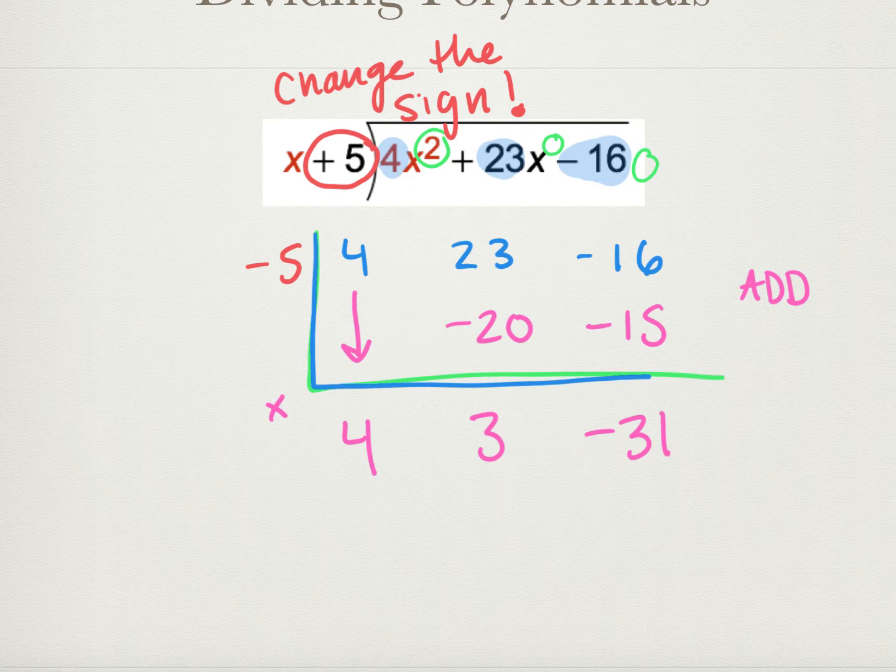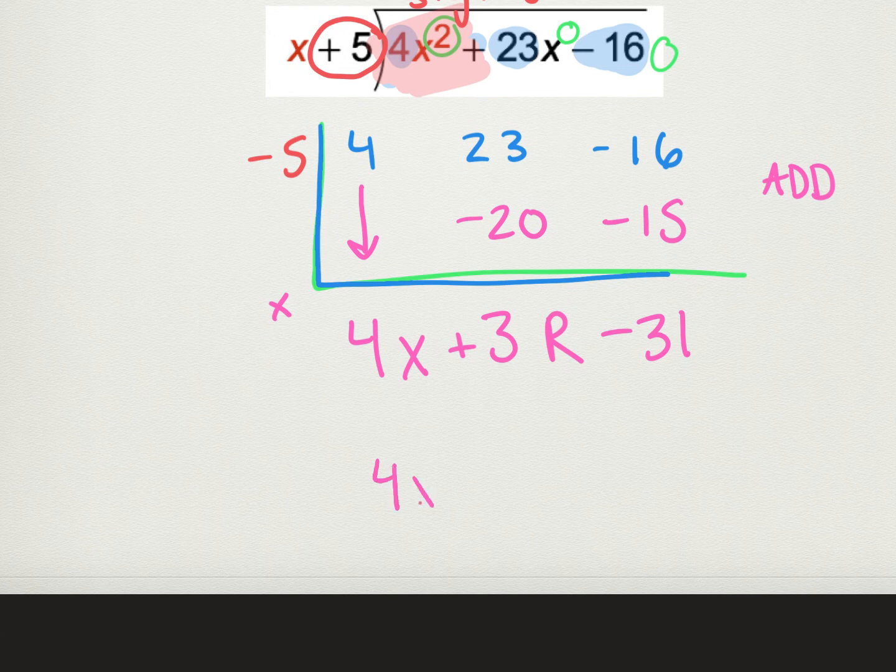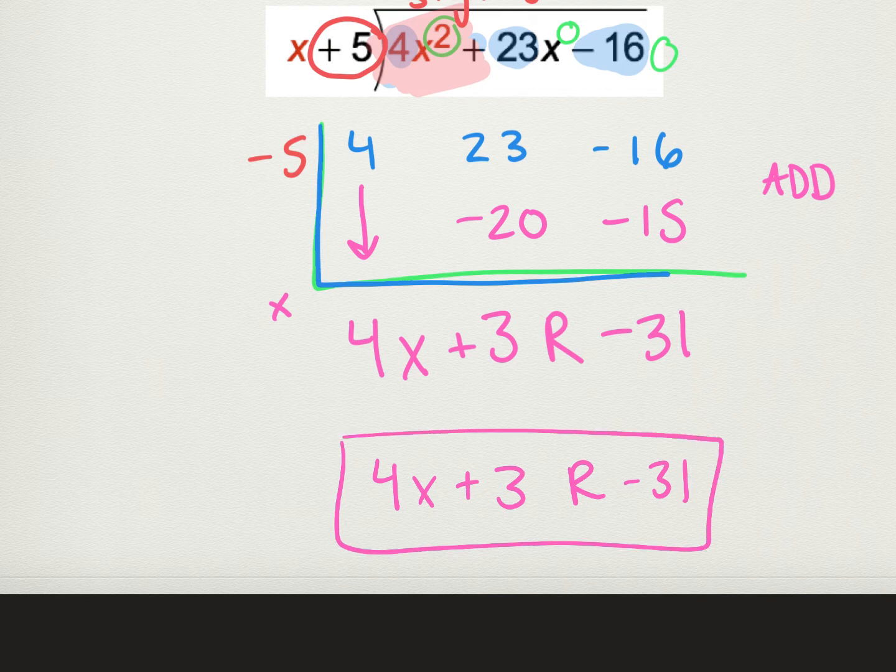So these are the coefficients of my answer. And how I write the answer is I always start with 1 degree less than what I started with here. So if I started with x squared, if I take away an x, what's my answer going to start with? What's 1 degree less? Just x. So 4x, then I have plus 3, and the last number is always our remainder. So my answer here is 4x plus 3, remainder negative 31. So this last number here is always, always, always the remainder.